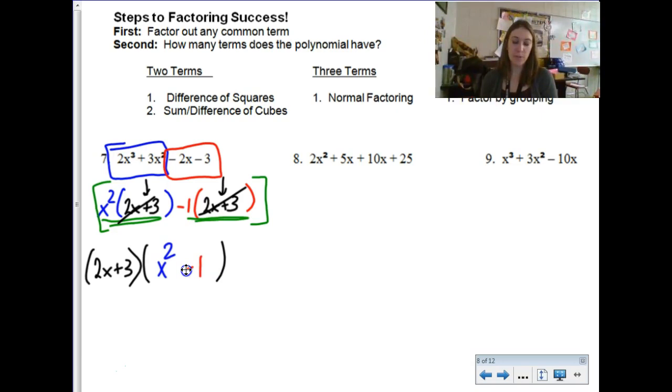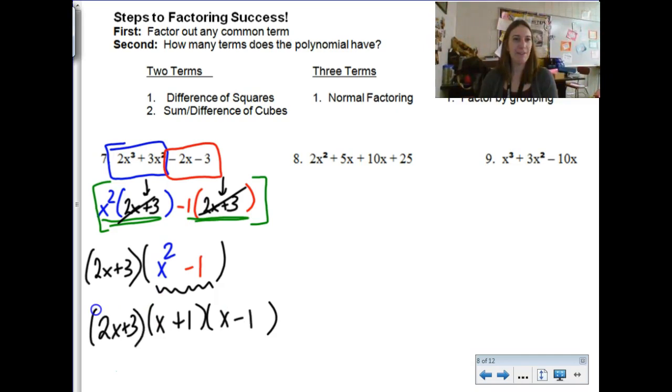Now in the last question, we were done after this step, and we just boxed it in and moved on. However, look at this, x squared minus 1. That's the difference of two squares. You can factor this with those twin factors, x plus 1 times x minus 1. And then the 2x plus 3 is still out in front.